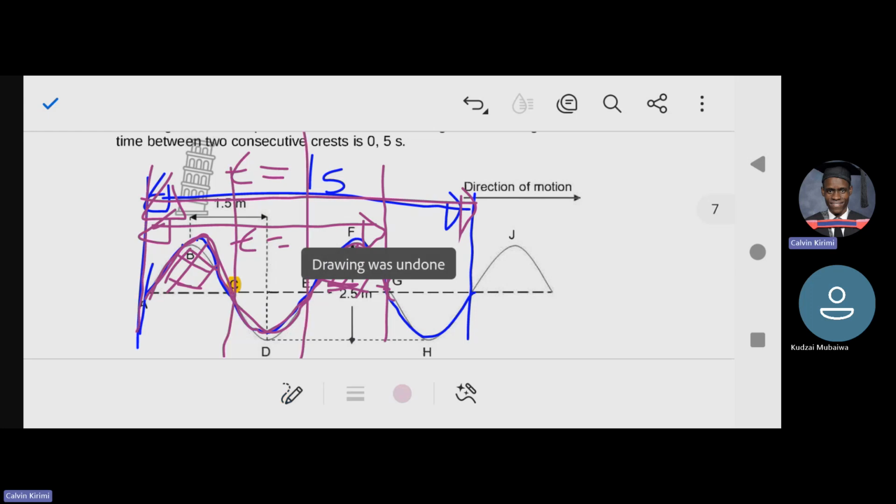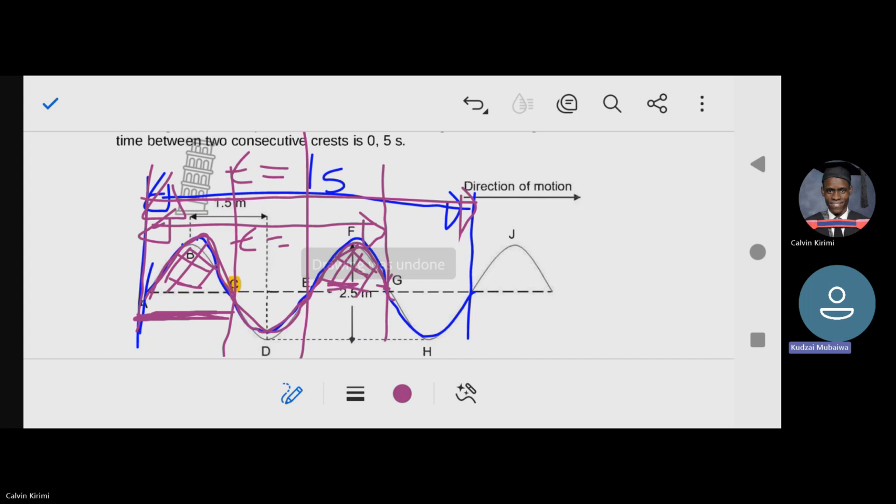I mean from here to there. How many seconds from here to here? To complete this half cycle, how many seconds do I take? Is it 0.5 seconds? 1 divided by 4, is it 0.5? No, sir. So what is it?